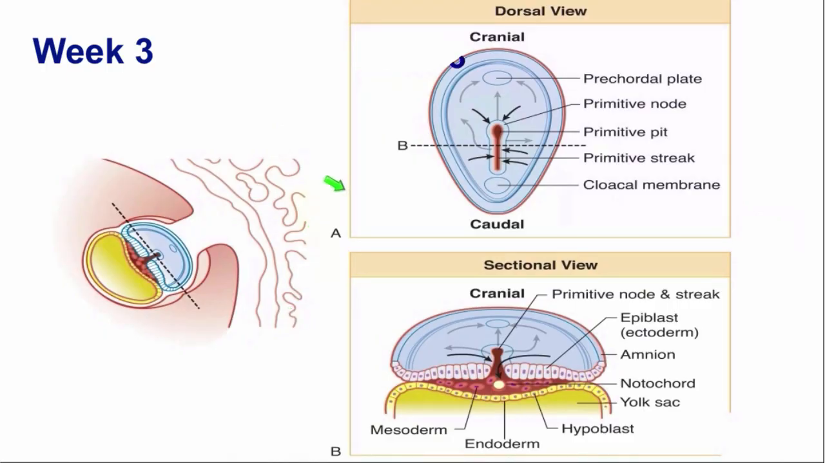So here's week 3. Here's the embryo. What we're doing here is looking down on the upper surface of the epiblast. Okay, so here's that epiblast. The hypoblast would be behind the screen on this image.